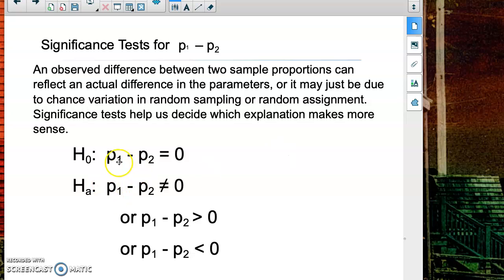So our null hypothesis always starts with the assumption that there is no difference. So the difference P1 minus P2 would be equal to 0. Sometimes you might see this written as P1 equals P2. The alternative is that one of these three situations is true: that it's just not 0, so it could be more or less, we're not really sure which direction. Or we have a sense that P1 minus P2 is greater than 0, in which case P1 would be greater than P2. Or P1 minus P2 is less than 0, where P2 would be greater than P1.